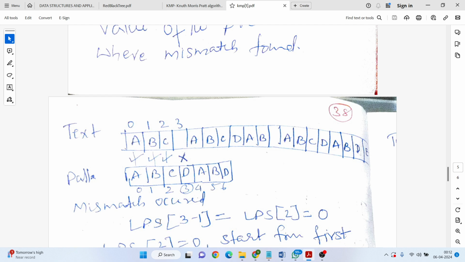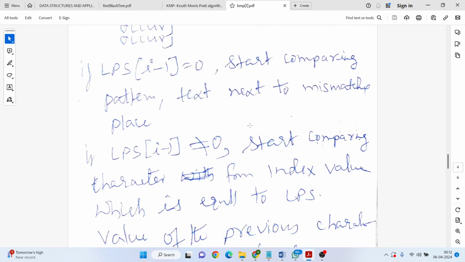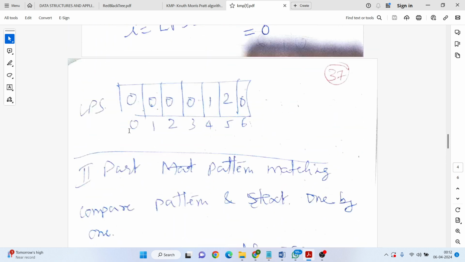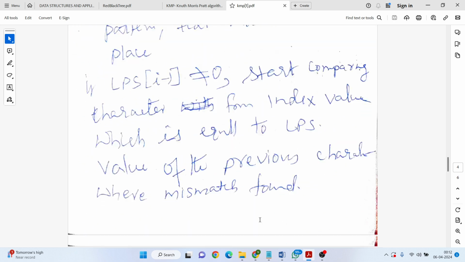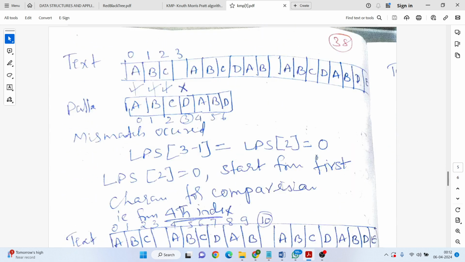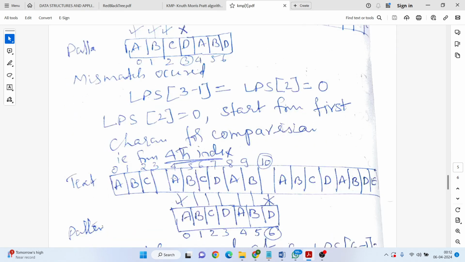So you have to check the LPS value. LPS of 3 minus 1. LPS of 2. LPS of 2 is 0. That is required for pattern matching. That 0 indicates that you start from the next character. So which is the next character? Here the mismatch was found, start from the next character. Again you write the pattern as well as the original string.